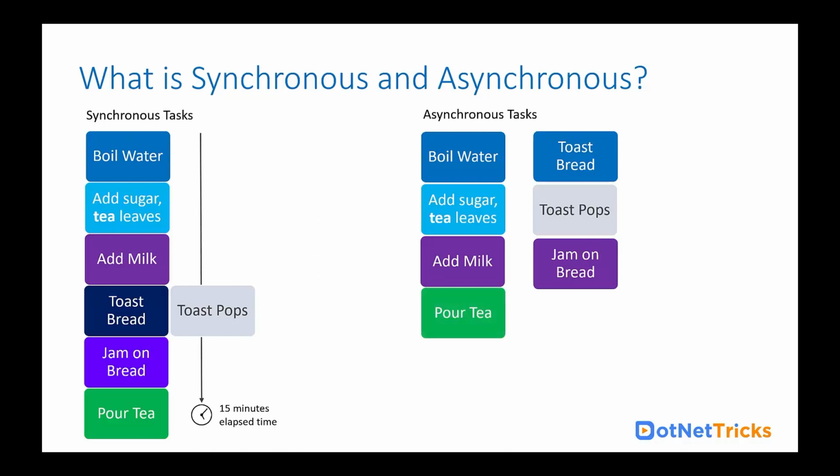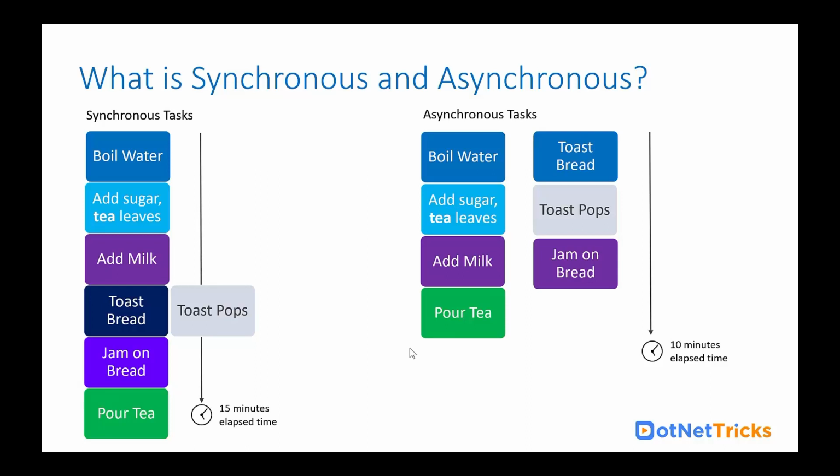So what you have done is more than one task in parallel, or you can say simultaneously. In this case you can reduce the total time taken to prepare the breakfast. Let's say you have taken 10 minutes. In the asynchronous approach, we are doing more than one task simultaneously. So this is the way we can save time. I hope this example helps you understand what is synchronous and what is asynchronous.